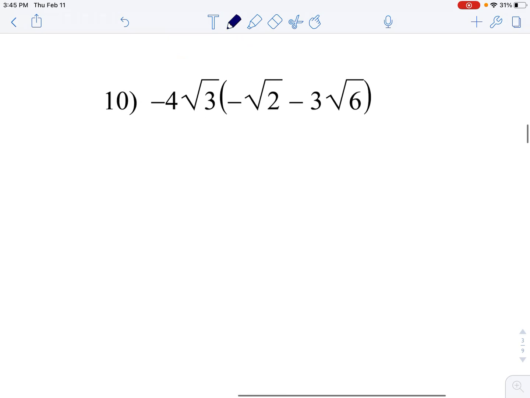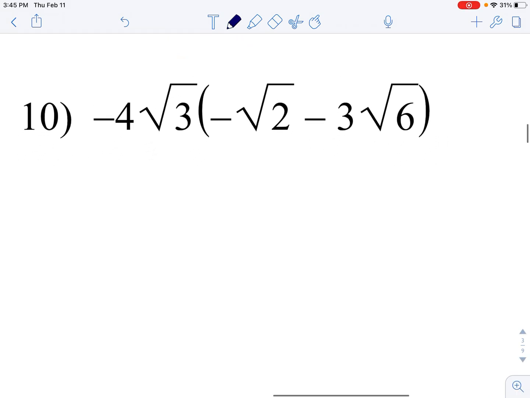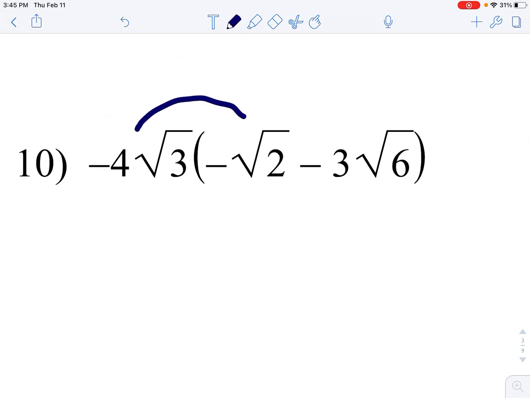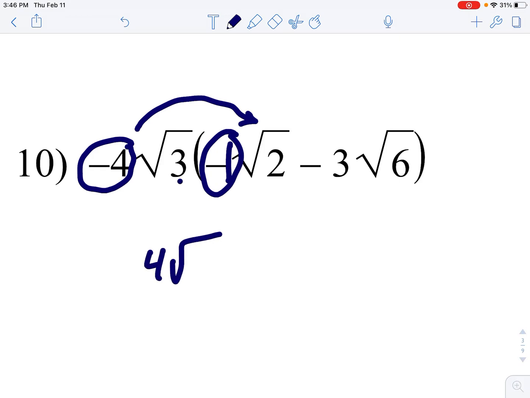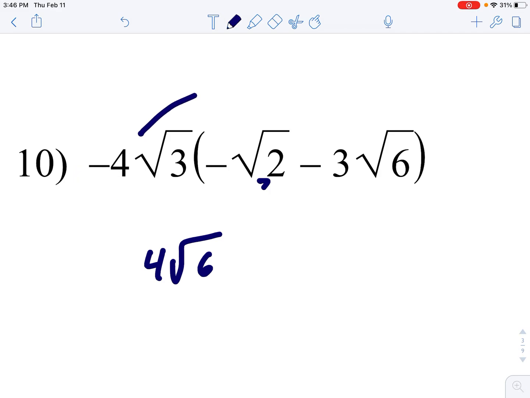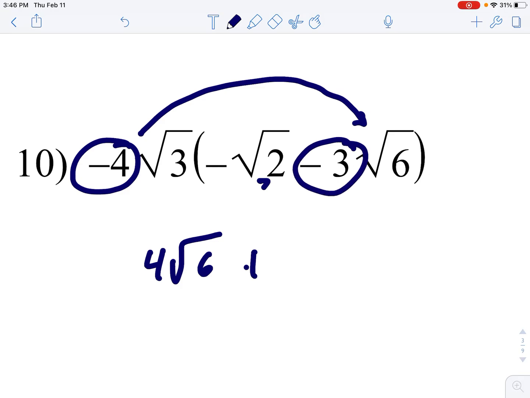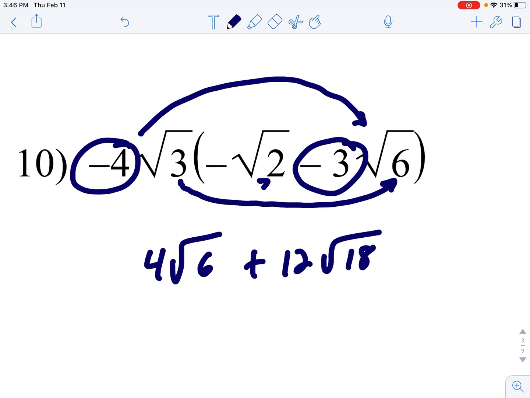All right. So let's do just slowly, one thing at a time. Distribute here. The outside number is negative 4. This outside number coefficient is negative 1. Negative 4 times negative 1 is positive 4. The inside number, 3 times 2, is 6. Okay, now we need to distribute here. The outside number, negative 4 times minus 3, is going to be plus 12. The inside number, remember that was called the radicand, 3 times 6 is 18.